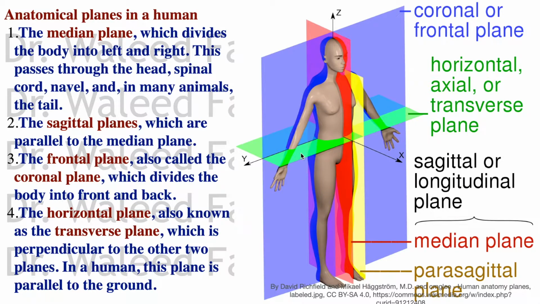The horizontal plane is a transverse plane dividing the body into upper and lower halves. It's perpendicular to the other two planes and is parallel to the ground.